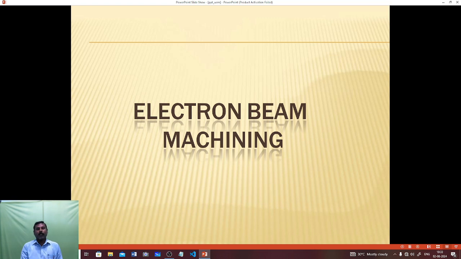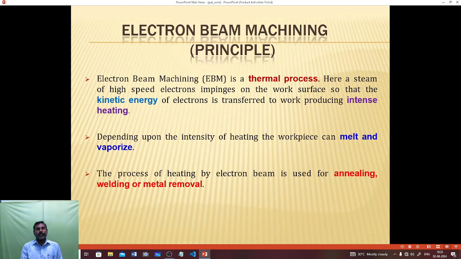And the next one, electron beam machining. Electron beam machining is a thermal process. Here a stream of high speed electrons is beamed on the work surface so that the kinetic energy of the electrons is transferred to the work, producing intense heating. Depending upon the intensity of heating, the workpiece can melt and vaporize. The process of heating by electron beam is used for annealing, welding or metal removal.